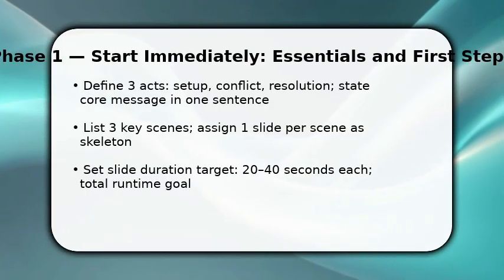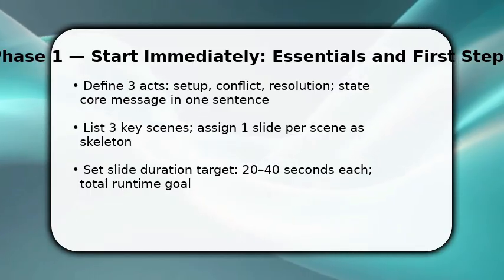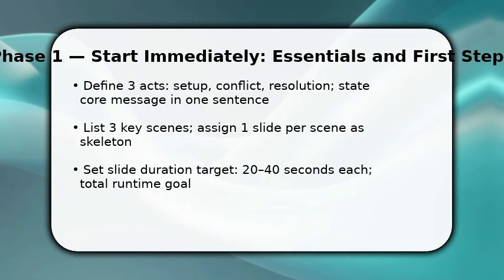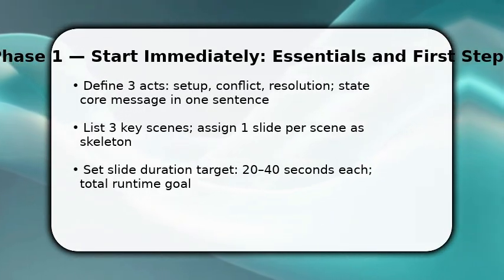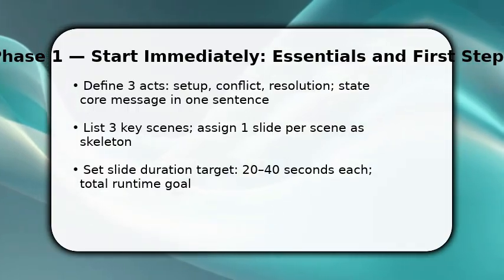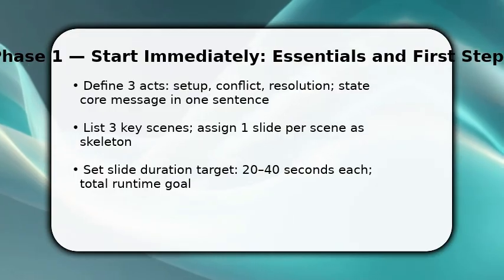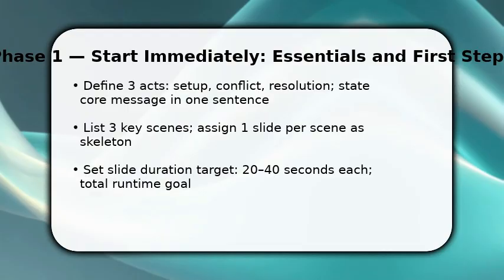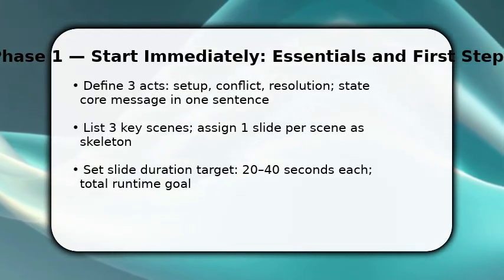You open by locking the story. Name the single core idea you want the audience to remember. Once done, map 3 acts and pick 3 pivotal scenes. This creates natural pacing. Next, sketch 1 primary visual per slide and note the exact line of narration that drives that visual. Use a runtime target, 20 to 40 seconds per slide, to force discipline.